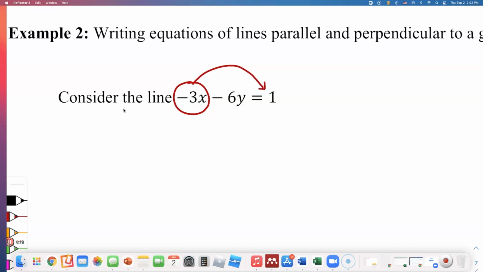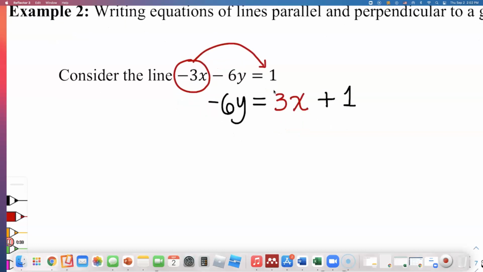So we'll have negative 6y equals, now that negative 3x is now a positive 3x on the right side. And you bring down that positive 1 as plus 1. Okay, so that was a good start. Let's divide everything by the number in front of y, the number that is getting multiplied by y. So you have to divide everything by negative 6. Divide by negative 6, divide by negative 6, and divide by negative 6.